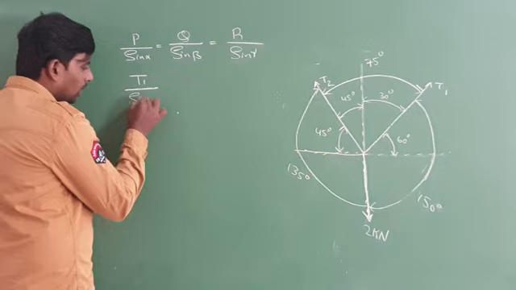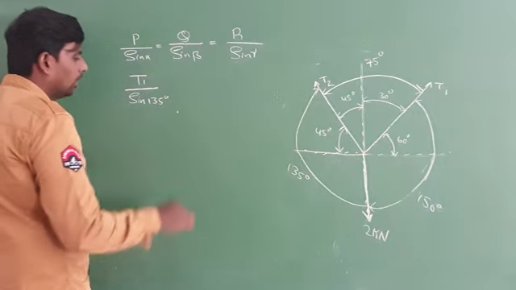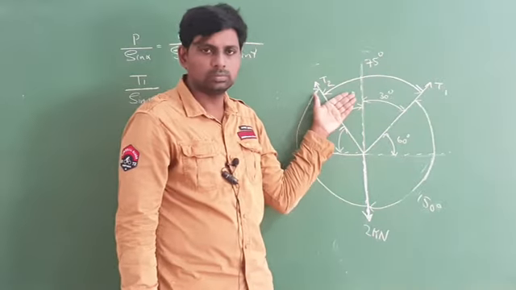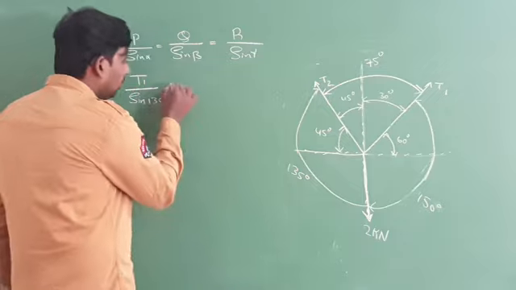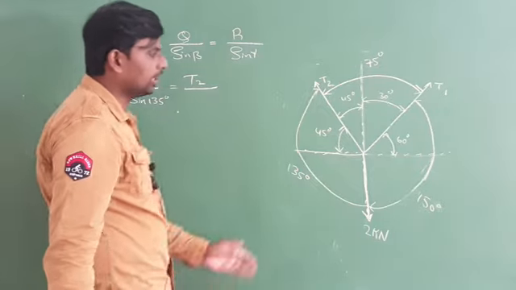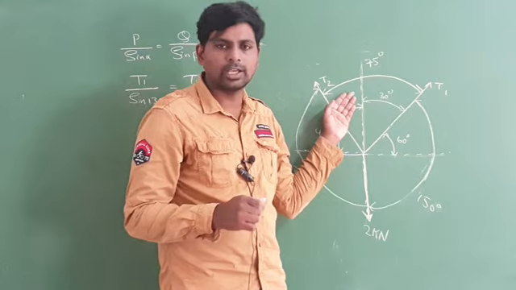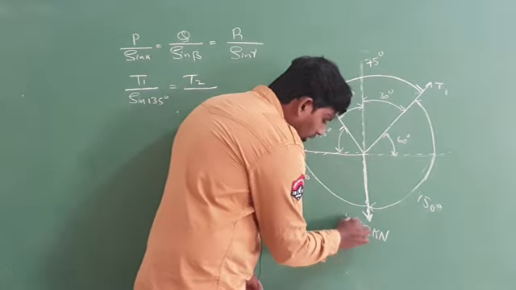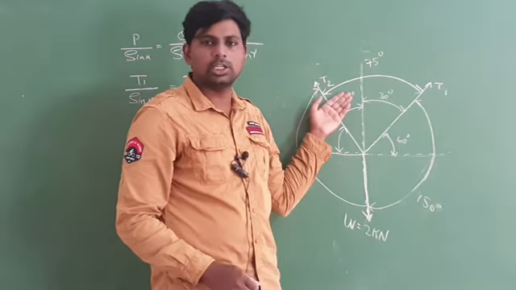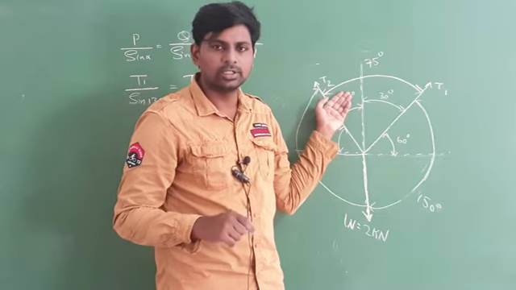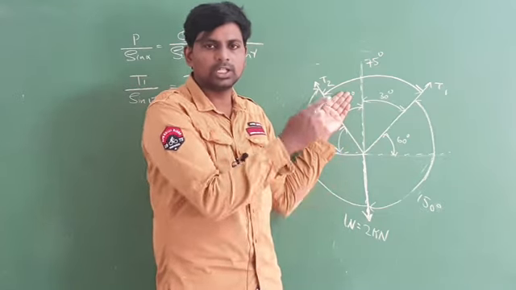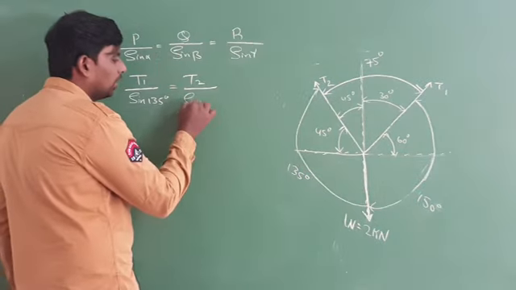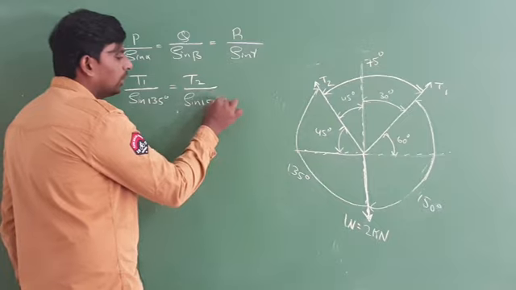So what you have to write: T1 is equal to sine 135 degree. If I selected T2, I'll write here T2. If I selected T2, totally how many forces do I have? T1, T2 and W. W means load. How much is it? 2 kilonewton. If I selected T2, how many forces are remaining? 2 forces, that is T1 and W. What is the angle between these two? 150 degree. So on the respective side you have to write sine 150 degree.